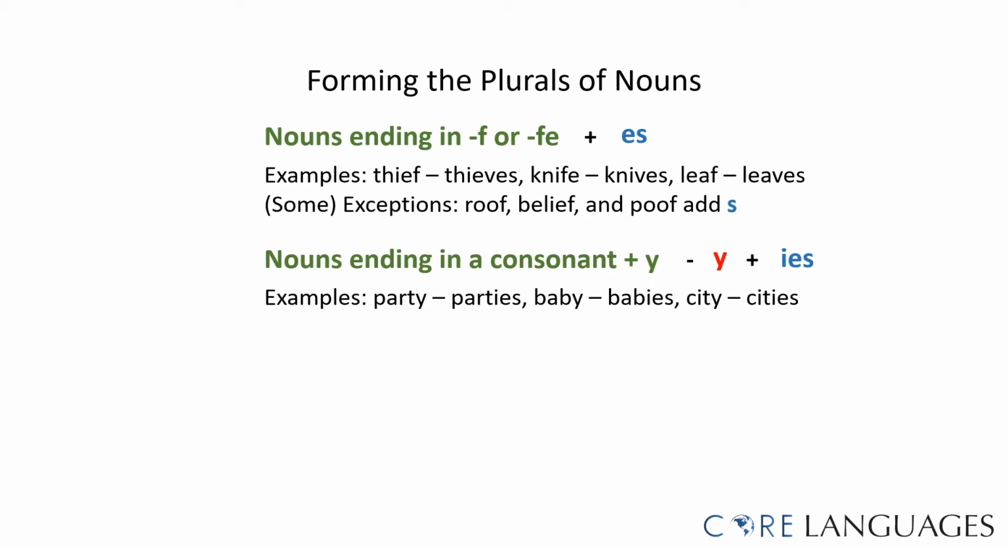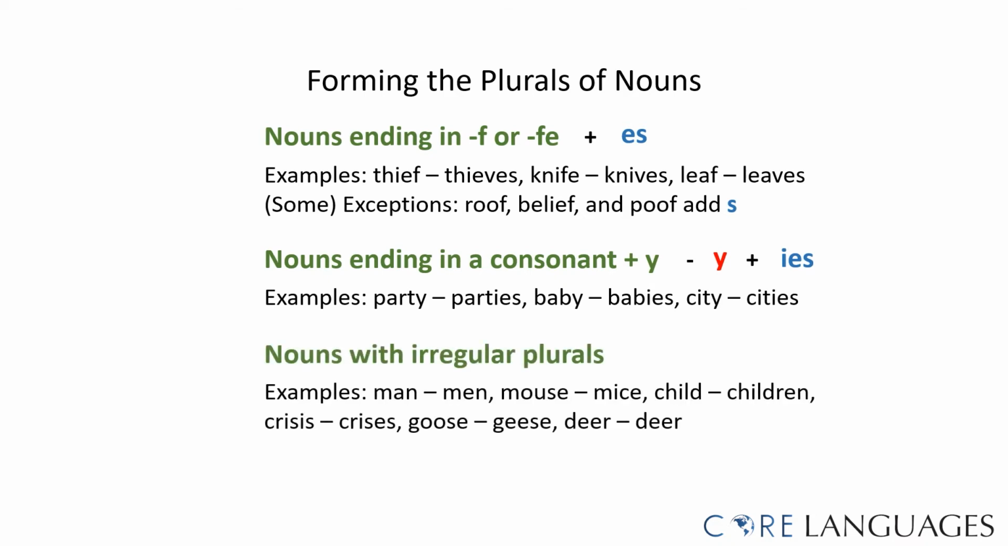There are also a number of irregular plural nouns. For example, 1 man, 2 men, 1 mouse, 2 mice, 1 child, 2 children, 1 crisis, 2 crises, 1 goose, 2 geese, one deer, two deer.